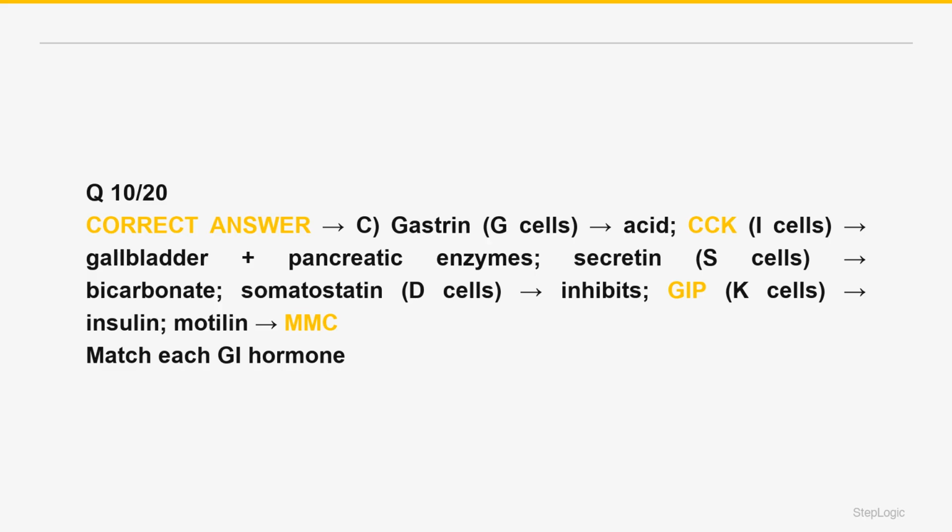Continuing, somatostatin from D cells is the universal inhibitor. It decreases gastric acid, pancreatic and GI secretions, and most GI hormones. Octreotide is its analog. GIP, glucose-dependent insulinotropic peptide from K cells, stimulates insulin released in response to oral glucose, the incretin effect. Why does oral glucose raise insulin more than IV? Motilin, released in the fasting state, drives the migrating motor complex that sweeps the gut between meals. Erythromycin is a motilin agonist. The gastrin acid, CCK gallbladder, secretin bicarbonate, somatostatin inhibition, GIP insulin, motilin MMC set is the answer.